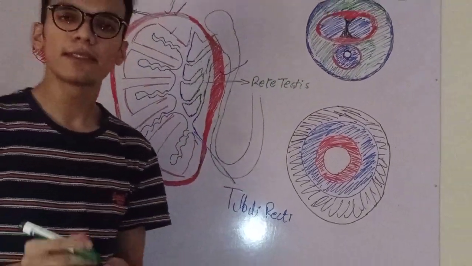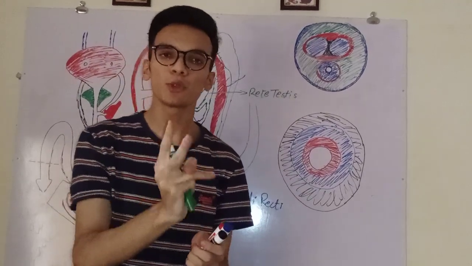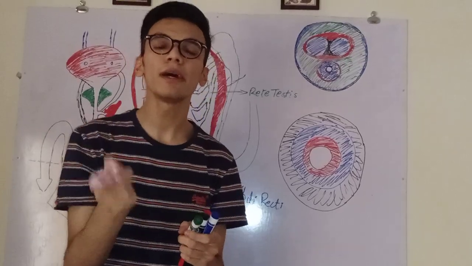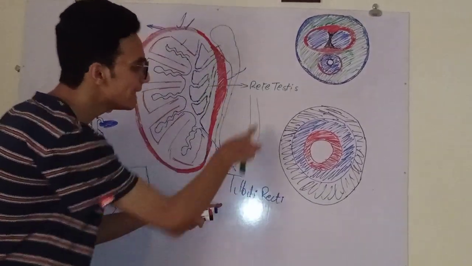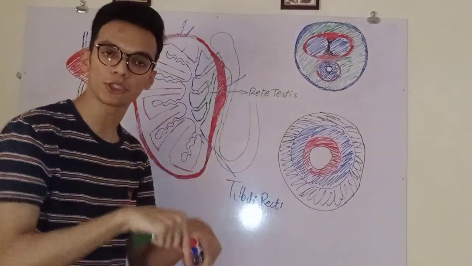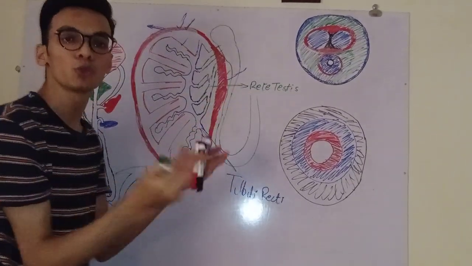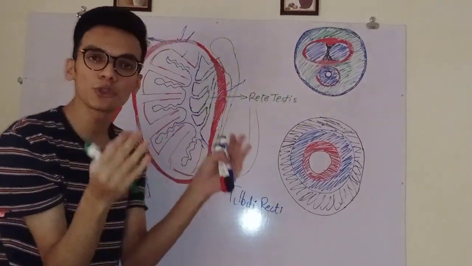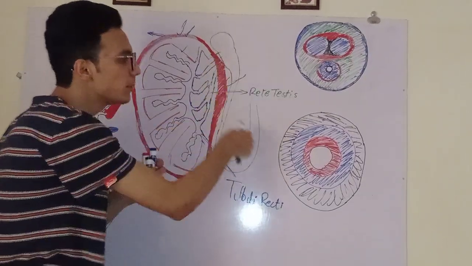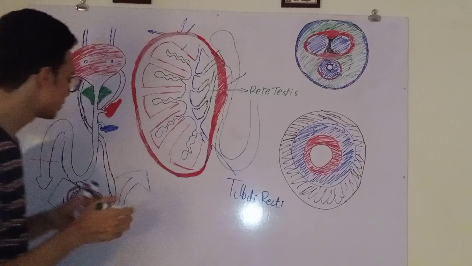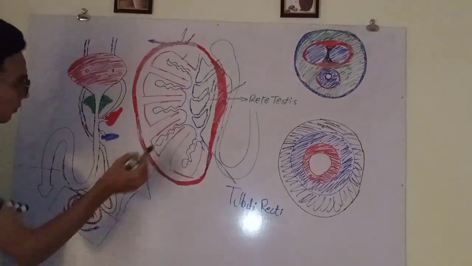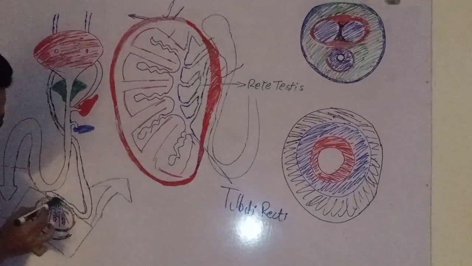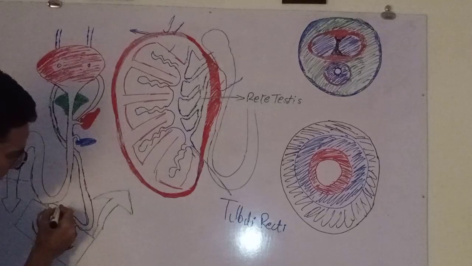As our topic today is about the ducts, there are two types of ducts within the male reproductive system. The first one is the intratesticular ducts, and the second one is the excretory ducts. These tubuli recti and the rete testis are the intratesticular ducts, and the rete testis passes the sperms towards the epididymis. We have discussed the testes, and this is the epididymis.